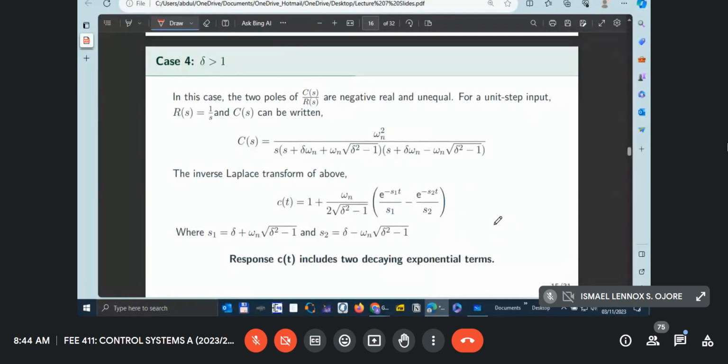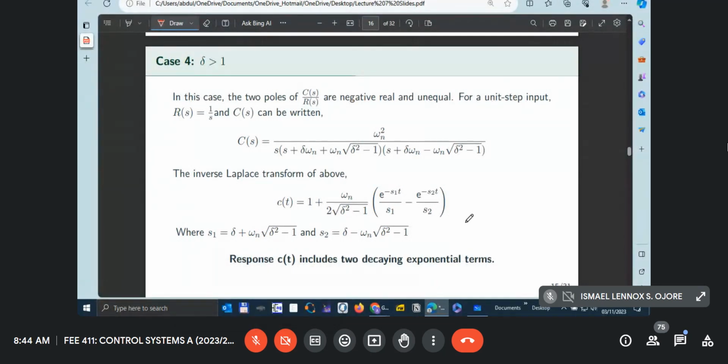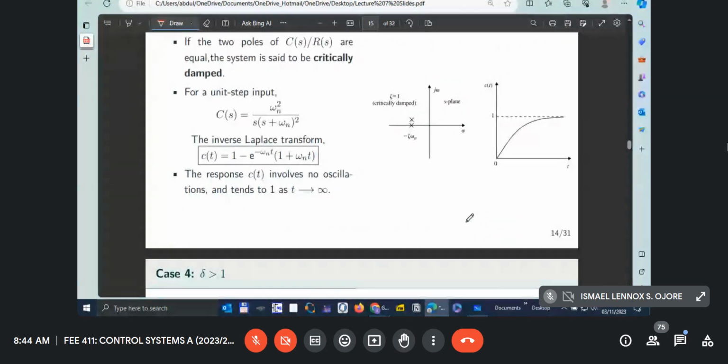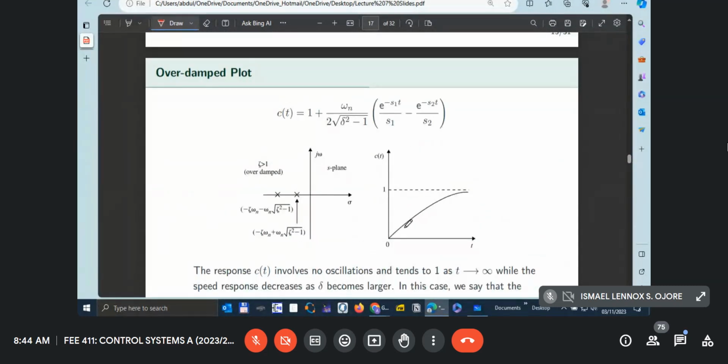For a case where the damping ratio is greater than 1, that is the overdamped case, we have a response given by that, which has 2 decaying exponent terms. These give rise to a more sluggish system than the critically damped case, as it is shown here. And the roots are on the negative real axis.